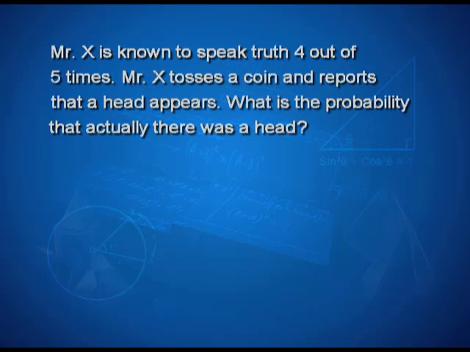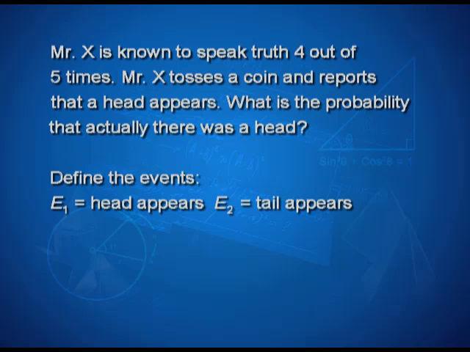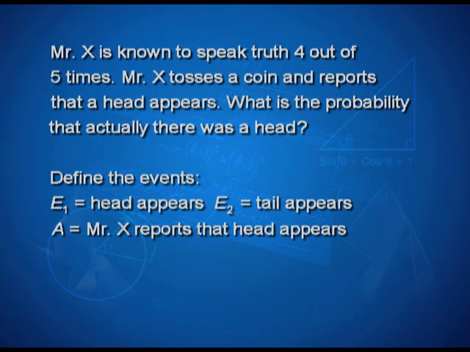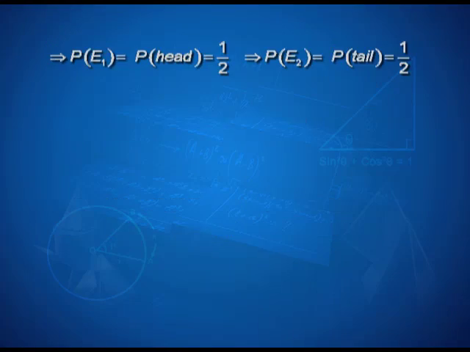Again, identify the events. In this case, event E1 is head appears, E2 is tail appears. A is Mr. X reports that head appears. What we have to now do is understand when does a person speak truth and when does he lie. In this case, probability of E1, which is same as getting a head, is 1 by 2. Probability of E2 is also 1 by 2.